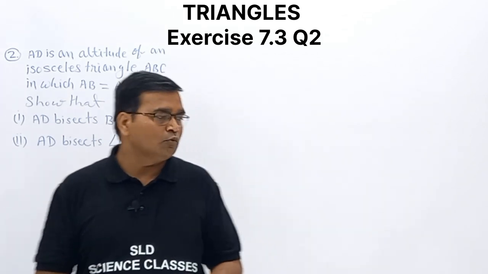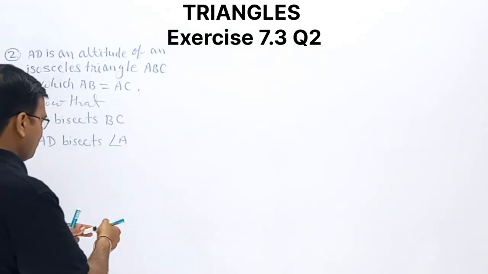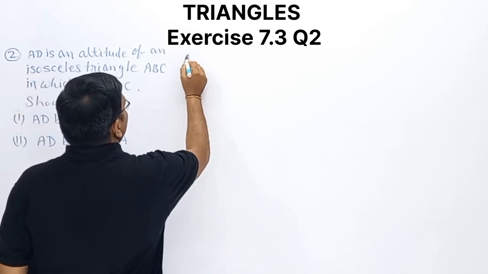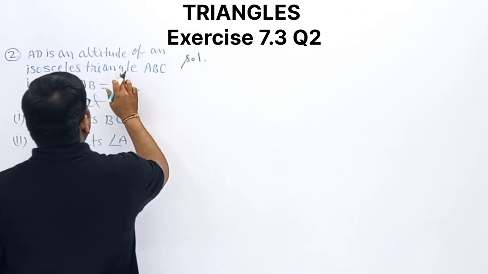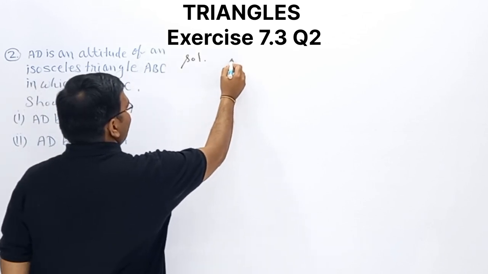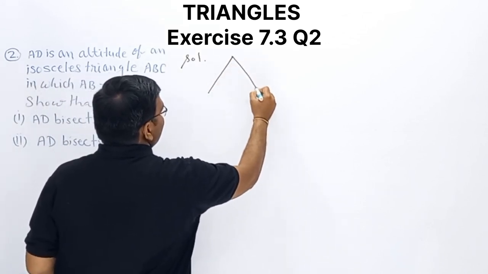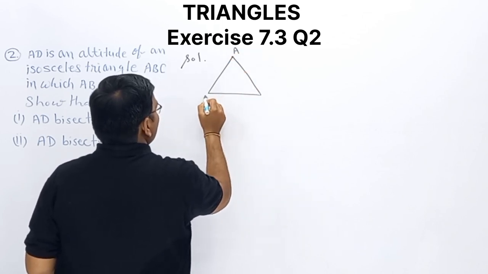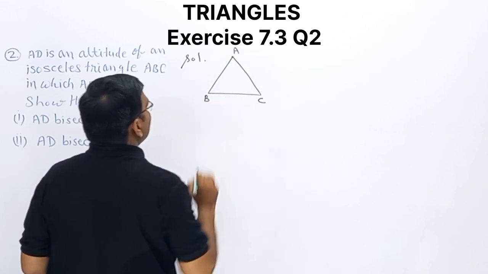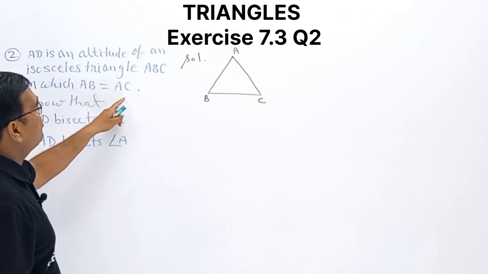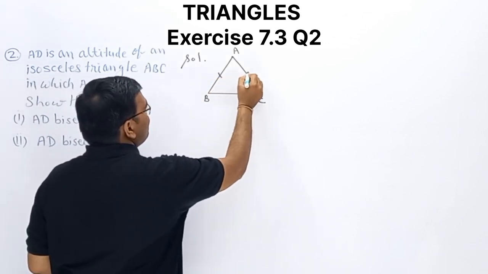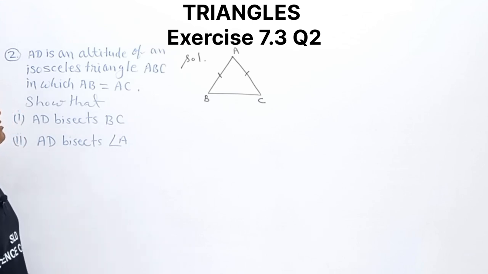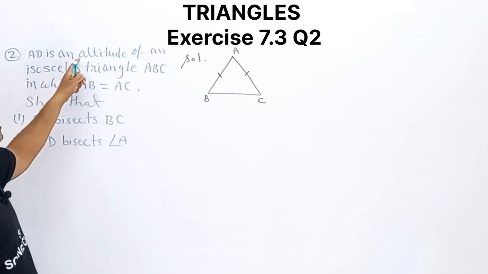So first I am trying to draw this isosceles triangle, then we will solve. Observe carefully. What about its solution? One isosceles triangle we are having. This is the isosceles triangle ABC, in which AB equal to AC. This side is equal to this one. Clear? This is the isosceles triangle, and AD is an altitude.